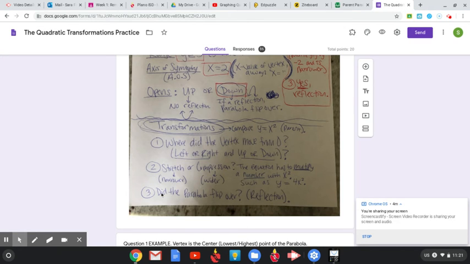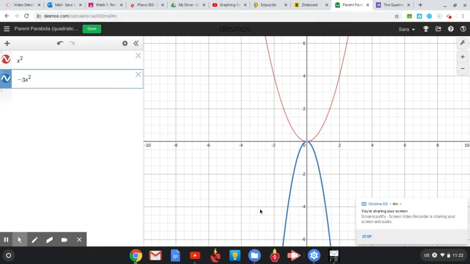And then last question, did the parabola flip over? Do we have a reflection? Yes, we do. Notice it's not a U anymore. It flipped upside down. So we call that a reflection when it flips over. What is it called when it flips over? A reflection. Very good.